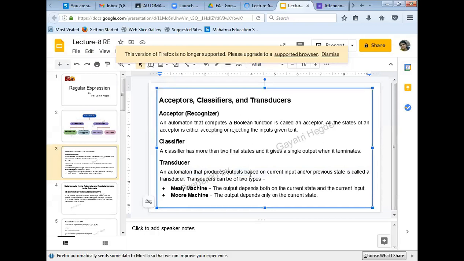The question may be asked as, explain finite automata as acceptors, classifiers and transducers. So you have to give the definition and one example each. That may be asked for 10 marks.